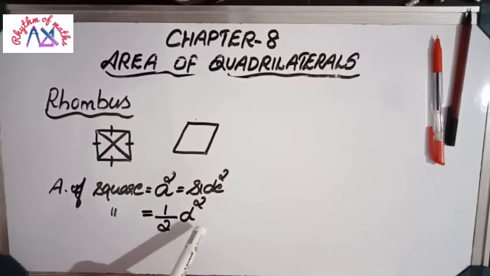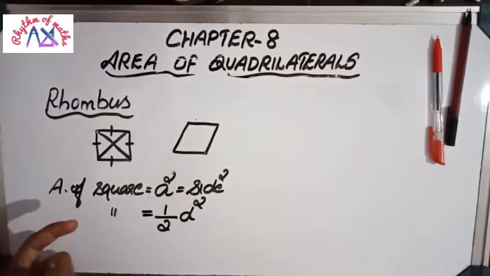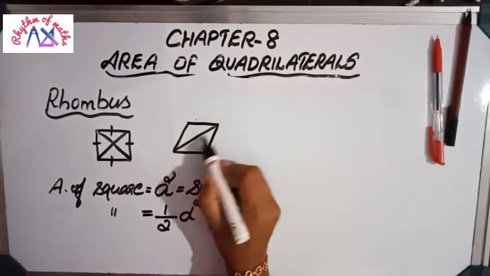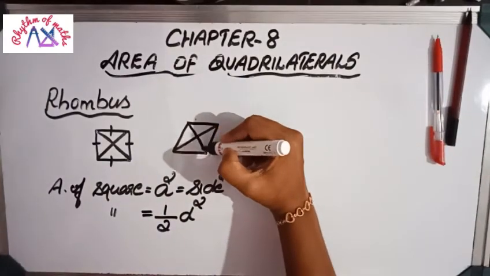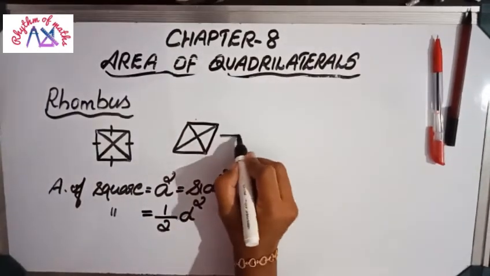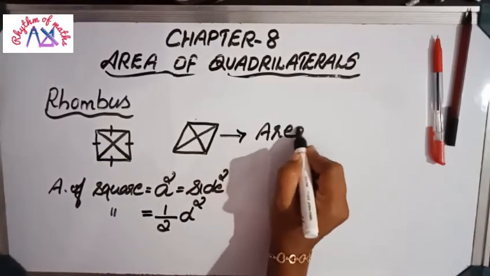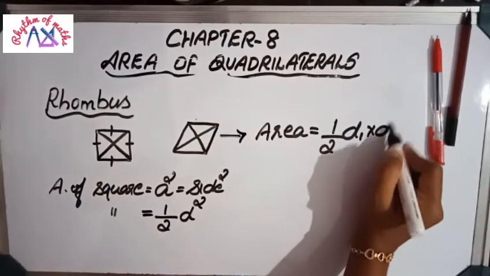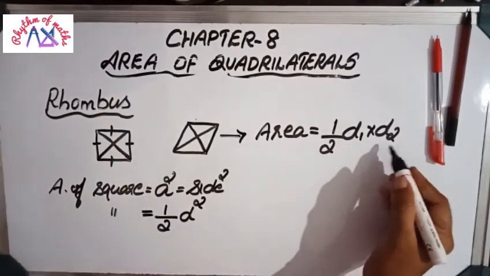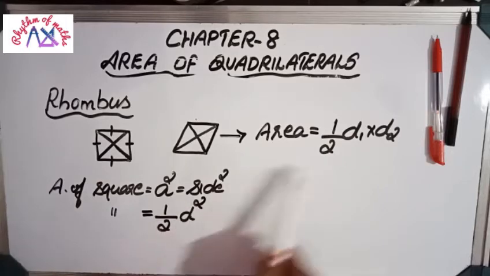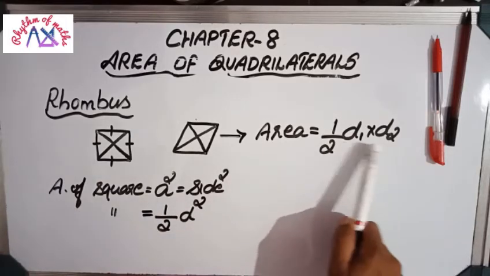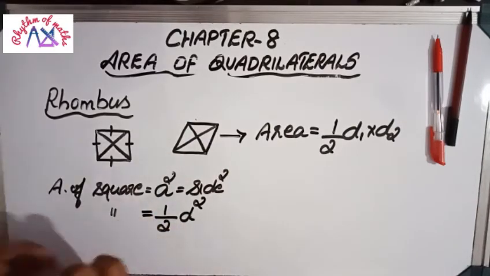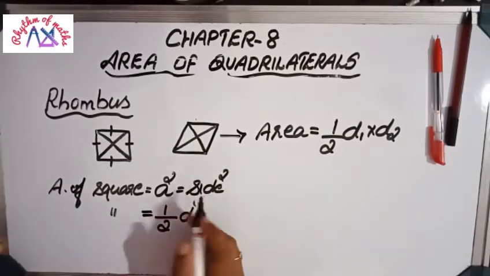Half d1 into d2 is for rhombus, because for rhombus these two diagonals are different. This is a large diagonal and this is a small diagonal. So for rhombus, area is what? Area equal to half into d1 into d2, first diagonal into second diagonal. Both these equations are the same, because here d1 and d2 are different measurements, but here both the diagonals are the same.